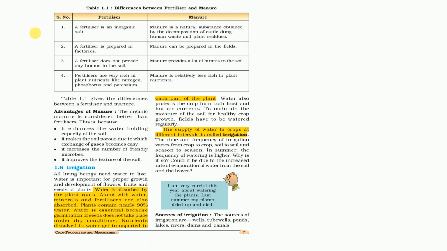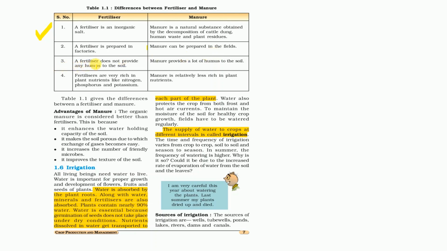Now the important thing, the difference between the fertilizers and the manure. The fertilizer, first point, is an inorganic salt, meaning it is a chemical substance, and the manure is a natural substance obtained from the decomposition of cattle dung, human waste and plant residues. So that's why it's called an organic thing. The fertilizer is prepared by factories, such as the IFFCO company prepares the urea, and the manure is prepared by the farmer in his field itself by using plants and animal excreta.